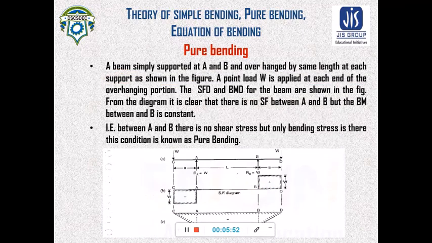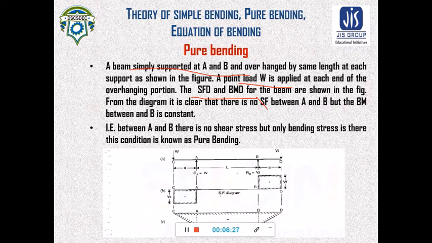Now we will see what pure bending is in detail. See, for example, this figure. This is a simply supported beam A and B, and it is overhanged by the same length on both sides, and a point load W is applied on each side. From the previous semester, we know how to draw SFD and BMD, and from them we can draw the shear force diagram and the bending moment diagram.